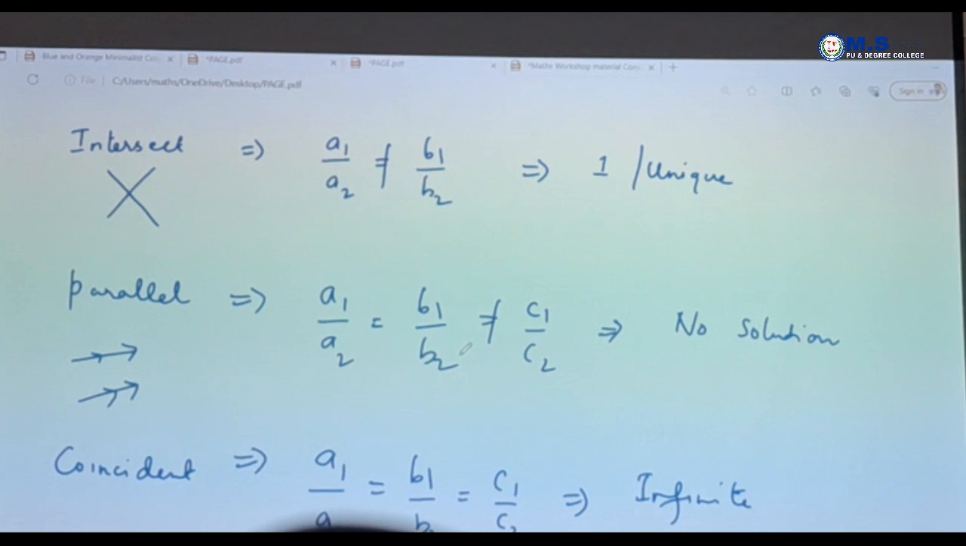Now, based on this concept, intersecting, parallel, coincident, one mark question in MCQ, one mark question in very short answer, or one 2 mark question like finding the value of A or finding the value of A and B. Based on this condition, definitely a 2 mark question will be there. Any doubt?